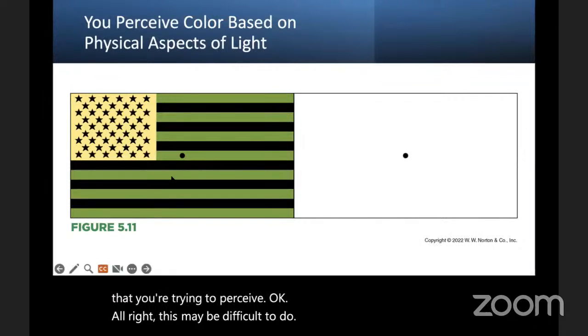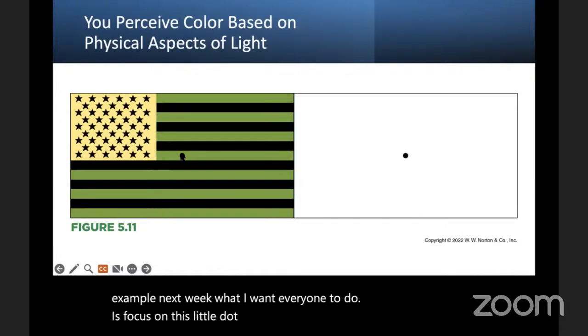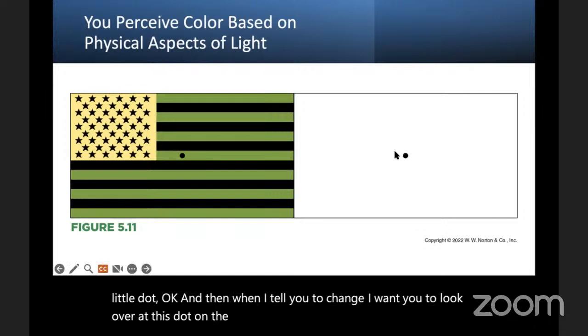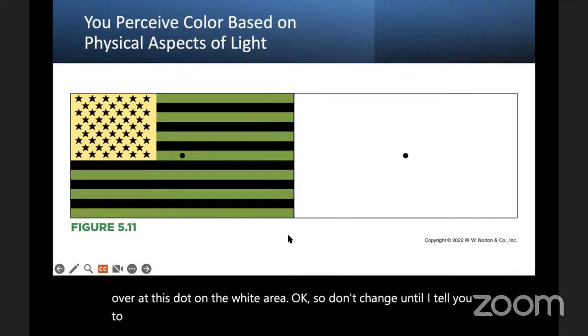Okay, let's give this a try. If it doesn't work, I'll bring a different example next week. What I want everyone to do is focus on this little dot. And all I want you to do is focus on this little dot, okay? And then when I tell you to change, I want you to look over at this dot on the white area, okay? So don't change until I tell you to.